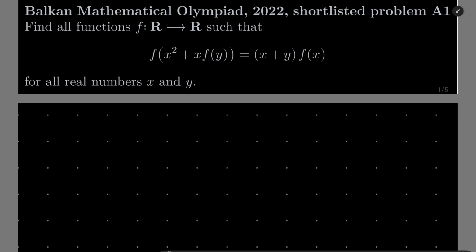So, we wish to find all functions f from the set of real numbers into itself, such that f of x squared plus x times f of y equals x plus y times f of x for all real numbers x and y. So it's a rather simple problem.